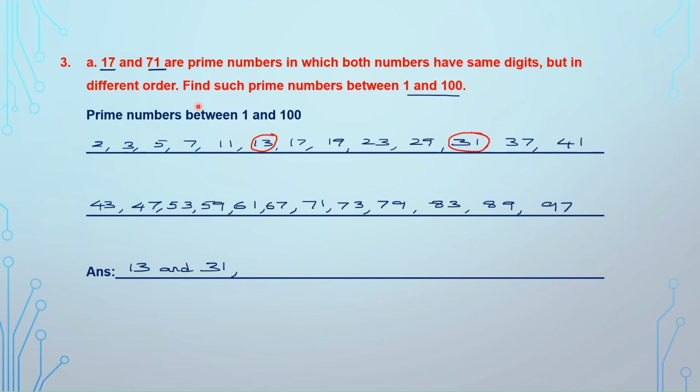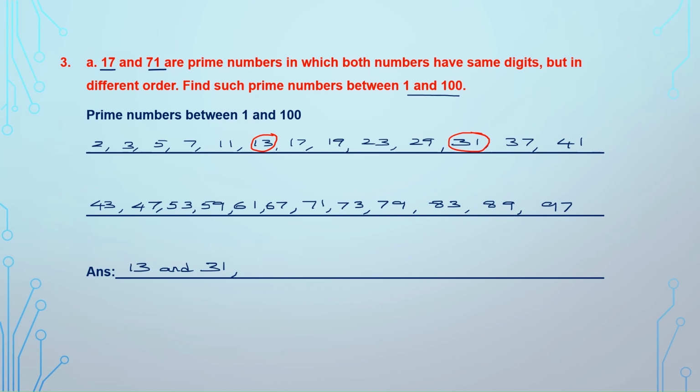17 and 71 is already there. Now 19 and 91. No, 91 is not a prime number. 23 and 32. No, 32 will become an even number, isn't it? 29 and 92 will become an even number. 37 and 73. Yes, can we see that?